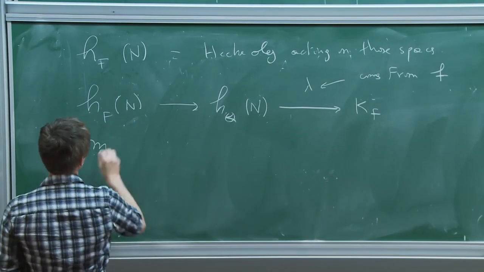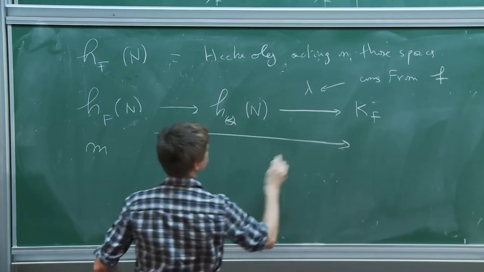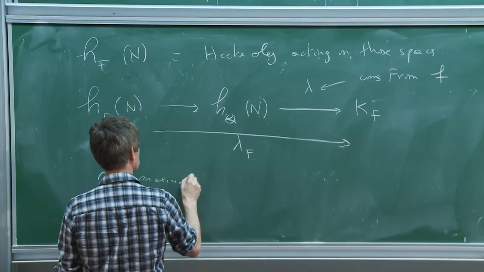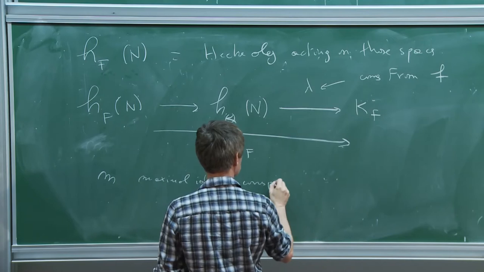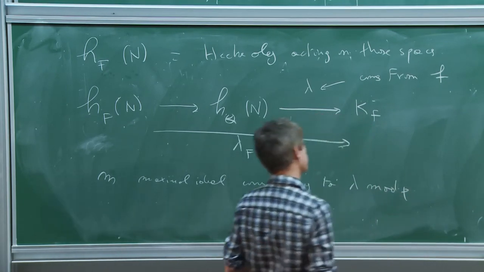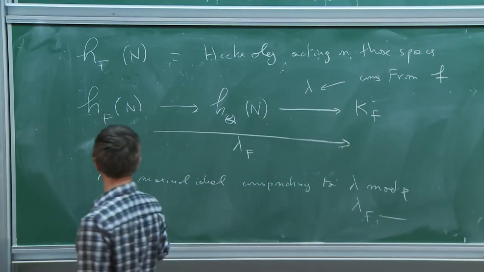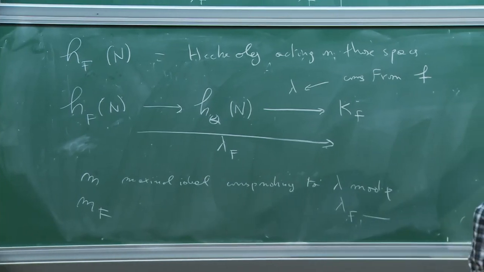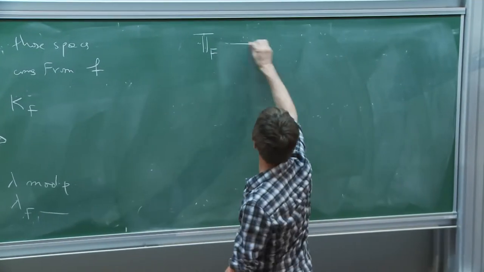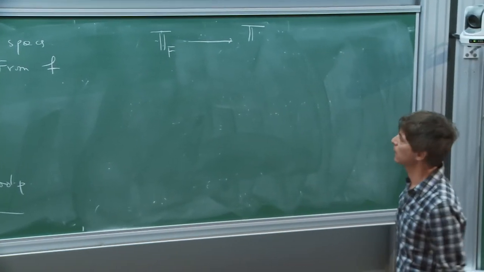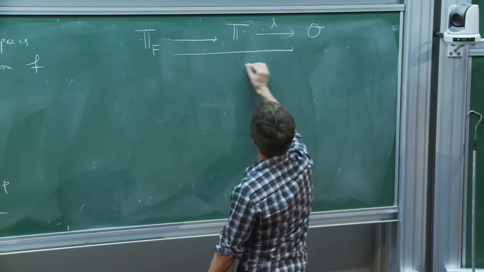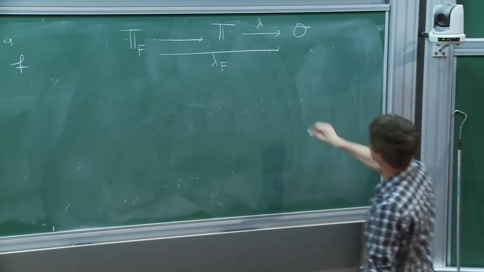So we consider M the maximal ideal. I'm going to call this map lambda F, and I'm going to call M the maximal ideal corresponding to lambda mod p, or lambda F mod p, for MF, and consider TF the localization of this Hecke algebra over F at this MF, and T is the corresponding localization at M, and then we have a map here to O. So I'm just going to call this again lambda, and this is going to be lambda F.